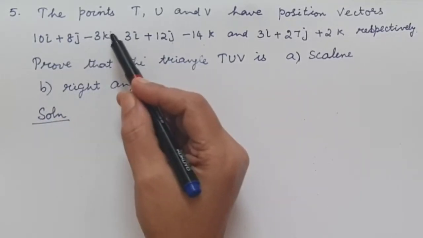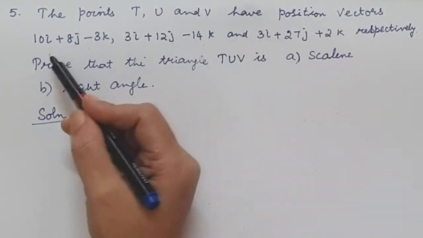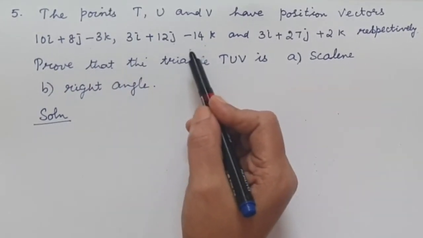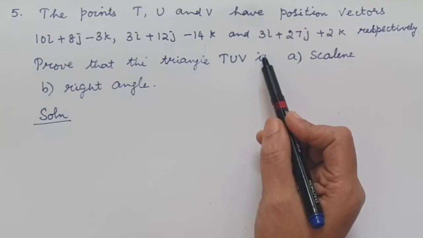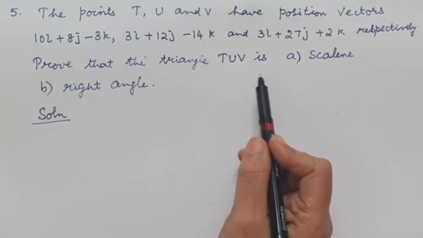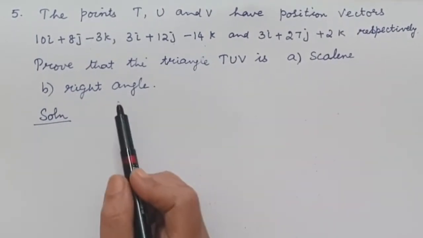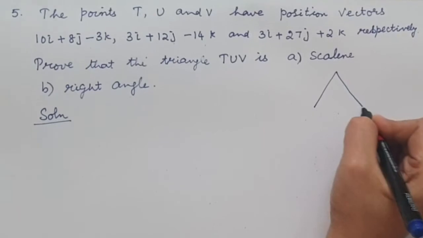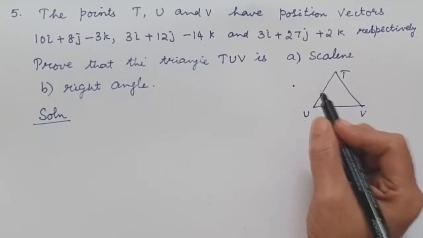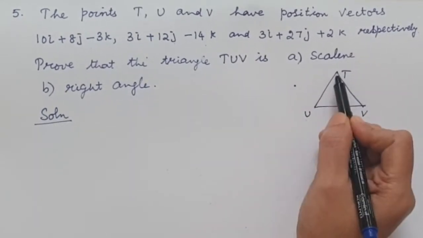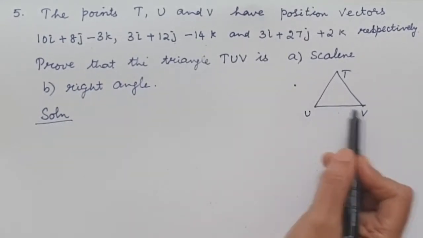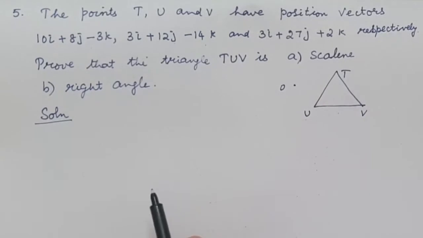Fifth question, the points T, U and V have position vectors 10i plus 8j minus 3k, 3i plus 12j minus 14k and 3i plus 27j plus 2k respectively. Prove that the triangle TUV is scalene and B is right angle. So we are given with the triangle, that is T, U and V. From the origin, that is the position vector. From the origin to T is this vector, from the origin to U is this one, and then to V from the origin. All these position vectors are given to us.